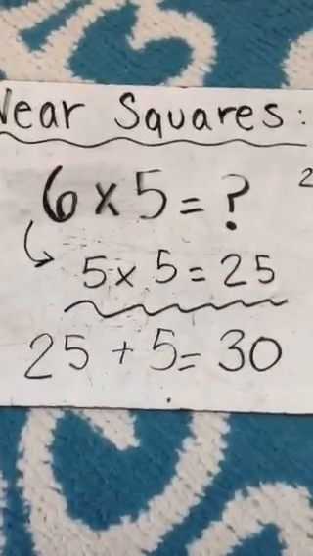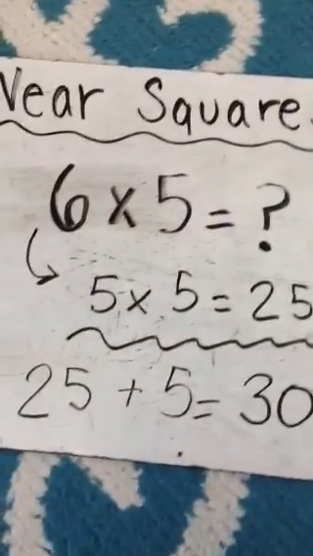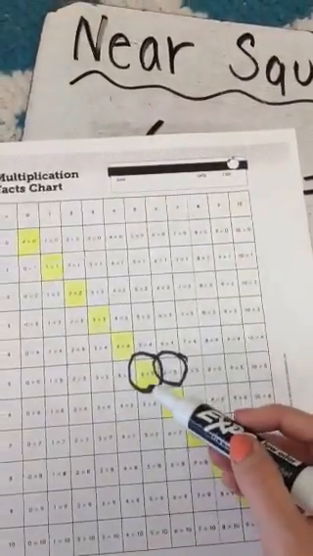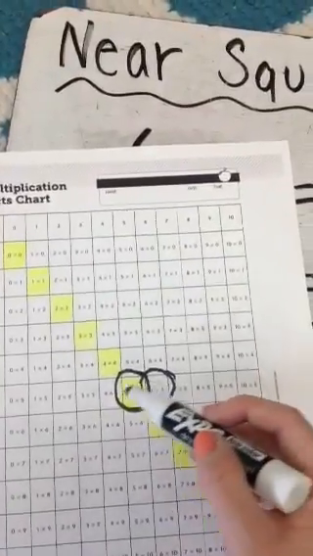So using my helper fact, or my 5 times 5, I was able to get 6 times 5, and I got 30. Because all you have to do is look at your helper fact, or your multiplication square, the ones that are highlighted, and see what's next to it.